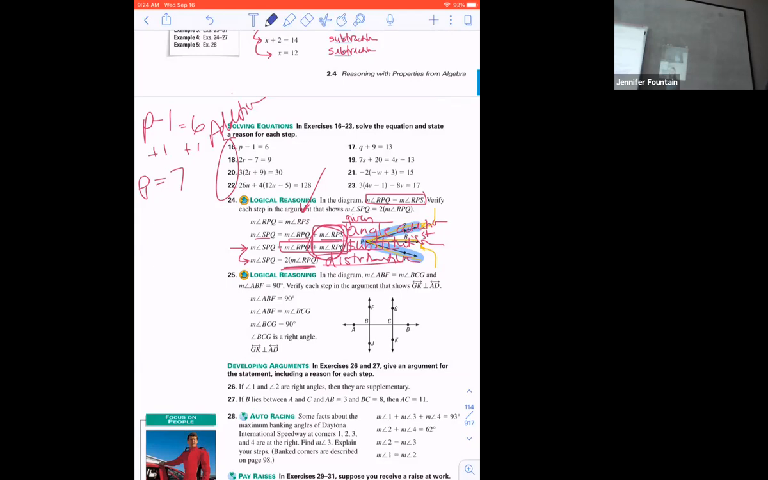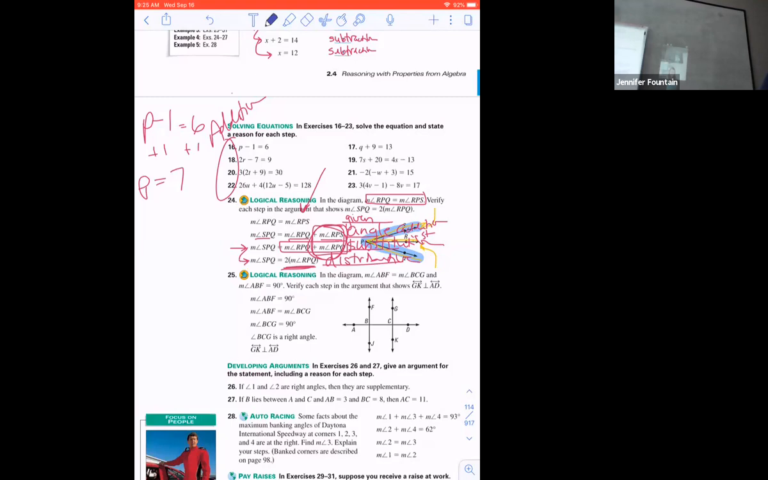Number 20, 3 times 2t plus 9 equals 30. I need to distribute first. So I'd have 6t plus 27 is equal to 30. Then I'm going to need to subtract 27 from each side. And so that is going to be subtraction property of equality. So now I have 6t is equal to 3. I need to divide both sides by 6. So I end up with t is equal to 3 divided by 6, which would reduce to 1/2. So you could either have 3/6 or 1/2.